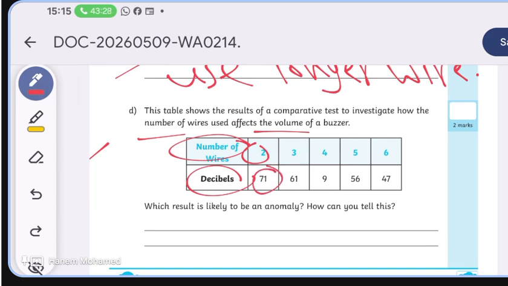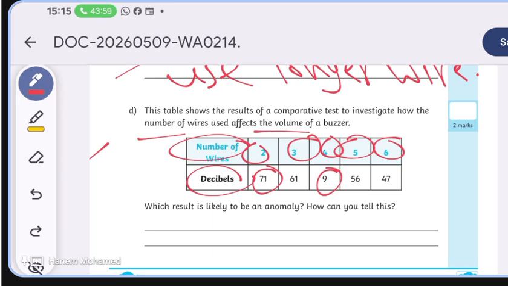When we increase more wires, the sound of the buzzer will start to be less. But there is something here. In 4 wires, it will be 9. In 5 wires, 56. In 6 wires, it will be 47. So in 4 wires, it will be 9. Do you think this is a reasonable and accepted response?